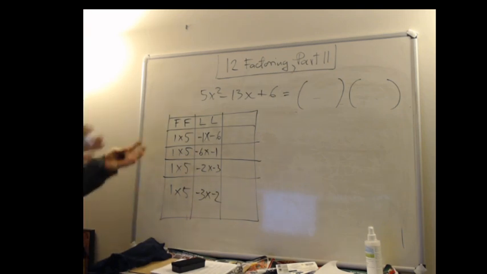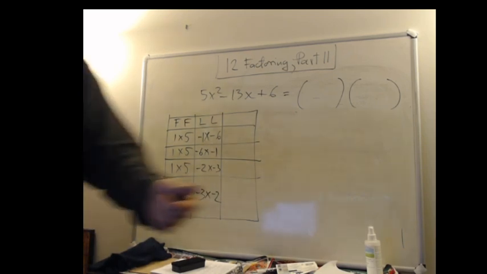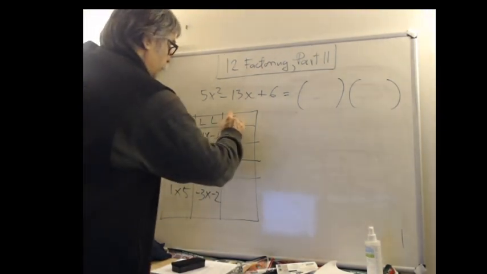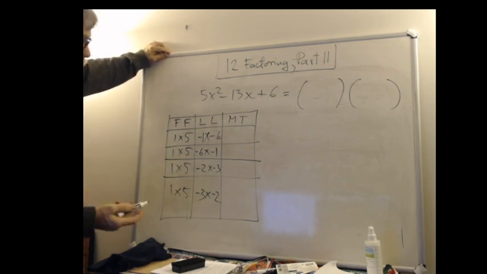There are possibilities here in this factorization. One of them will work, or maybe none of them. If none of them works, you're dealing with a prime, so that could also be the case. Cannot be factored, right? That's a prime. So now you do the middle term check.